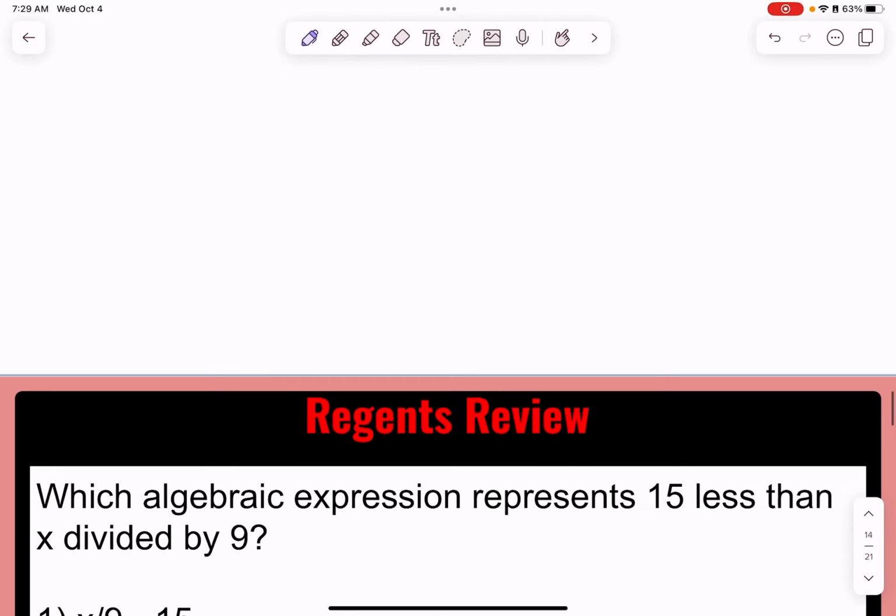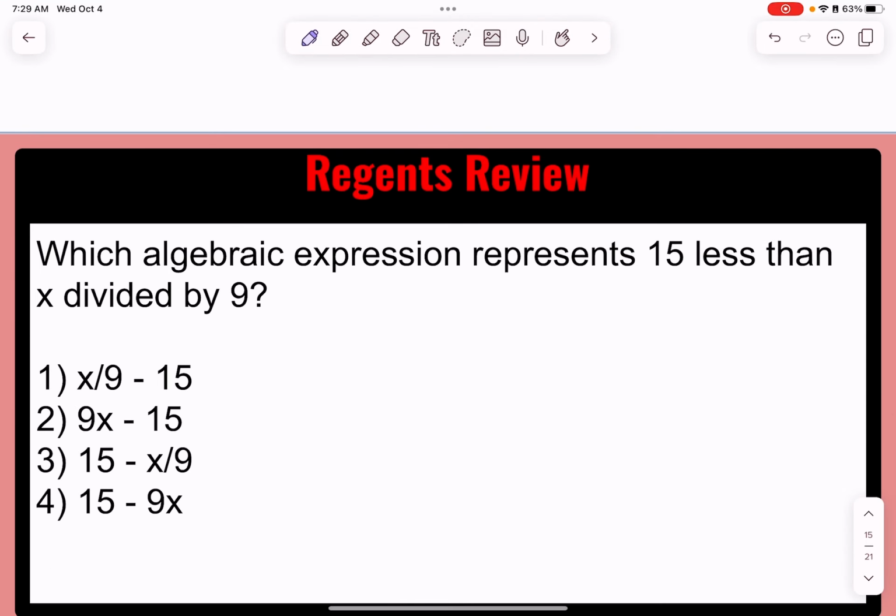Alright, the next one. Which algebraic expression represents 15 less than? The word less than, we switch order, so it would be 15 minus, and then x divided by 9. I know ours looks a little weird, but it is answer choice 1.